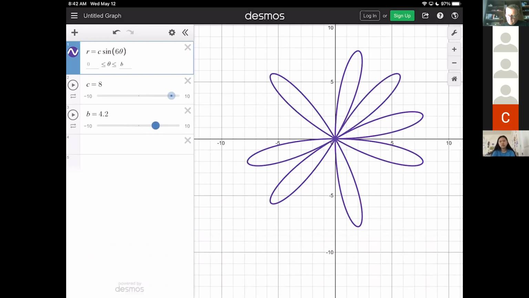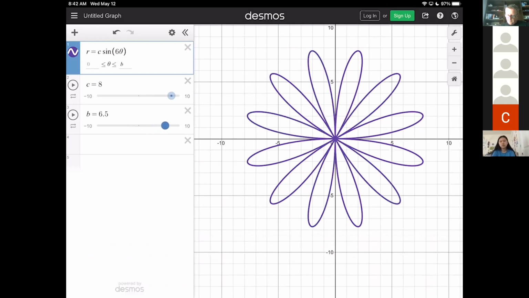Notice for 6, it takes all 360 degrees or 6.28 radians. It takes all 360 degrees to get the whole flower. So it actually was repeating the previous flower. So in a sense, there were 10 petals. They were just on top of each other, whereas here they're not. That's kind of interesting, isn't it?